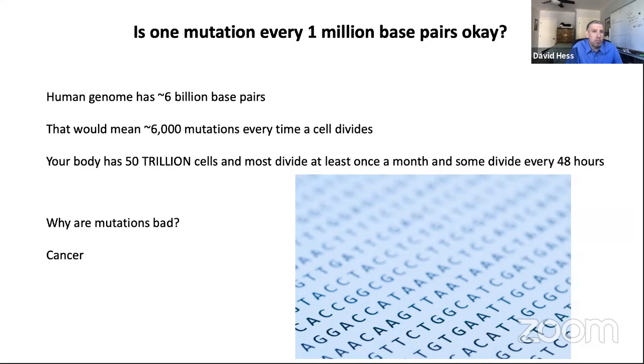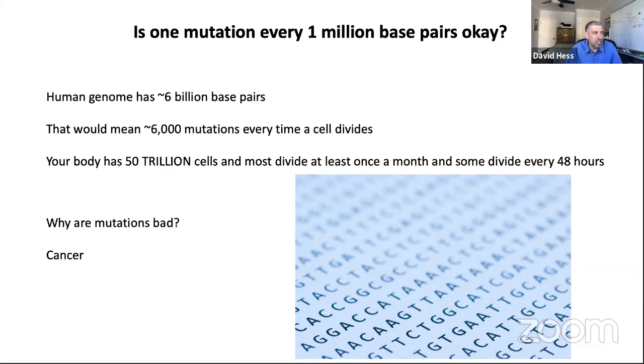So is a 1 in a million base pair error rate a problem? Well, you have 6 billion base pairs in your genome. So that means every time a human genome is copied, DNA polymerase makes about 6,000 mistakes. That's a problem. You have 50 trillion cells in your body. Most of them divide at least once a month. Some of them divide as often as every 2 days.